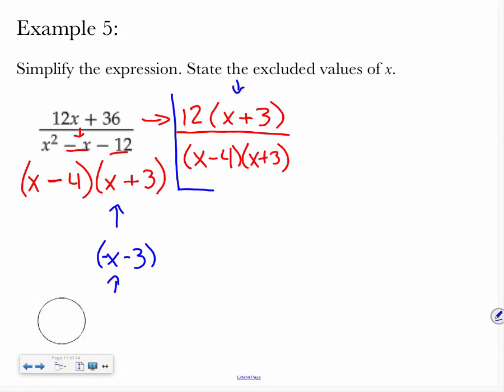So remember, you can do that. You are allowed to do that. It's been a while since we've talked about pulling out a negative 1 in order to make things cancel.